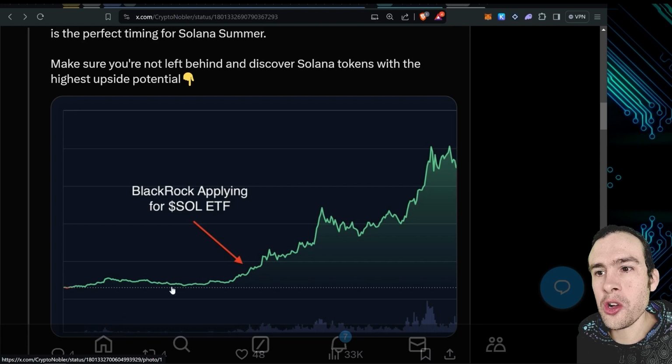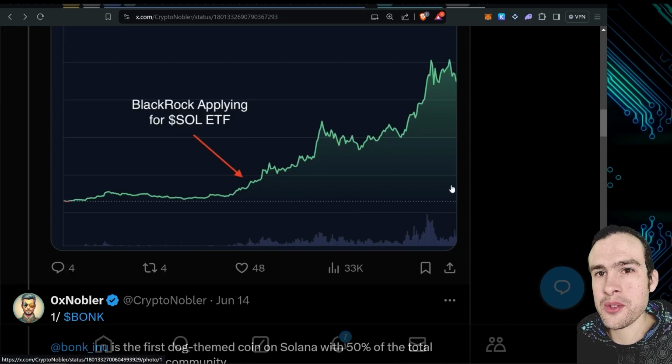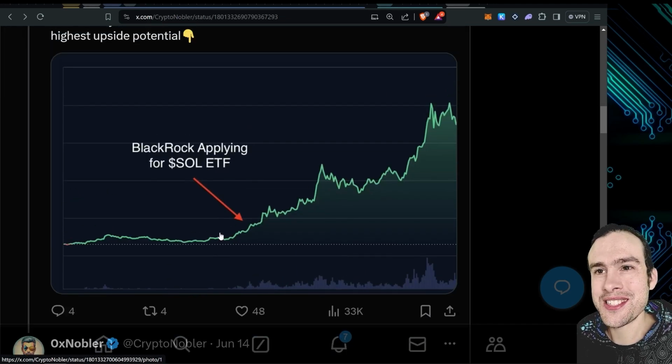So this is the gold ETF chart that gets absolutely rinsed. This is where BlackRock applied for their gold ETF and it got passed, and that was the price action afterwards. That's what this picture is, if you're wondering.